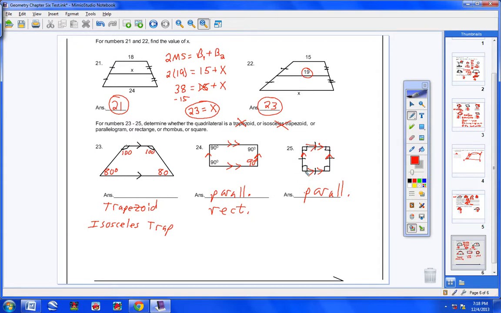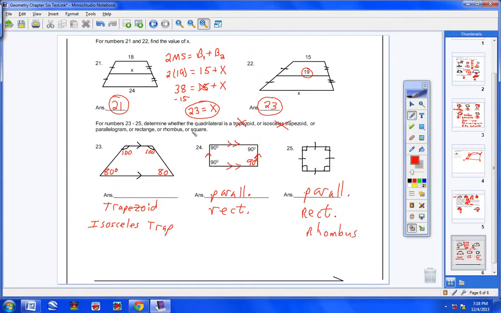Now, it's a parallelogram. Is it a rectangle? Well, the definition of a rectangle is a parallelogram with four right angles. Do we have a parallelogram? Yes. Do we have four right angles? Yes. So we know that we have a rectangle. All right, let's take a look at a rhombus. The definition of a rhombus is a parallelogram with four congruent sides. Do I have a parallelogram? Yes. Does it have four congruent sides? Yes. So it is definitely a rhombus.